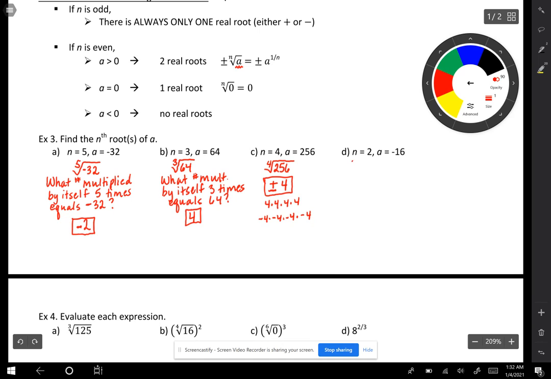And then lastly, n is 2. You could put the 2 out there, but remember, if it's 2, we don't ever do that. But you can. It's not going to hurt it. So if n is even, but a is negative, there are no real roots. This is imaginary. Unless I tell you otherwise, just assume to give the real roots, and there aren't any. That would be plus or minus 4i.